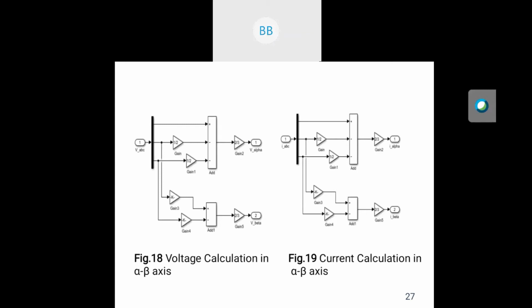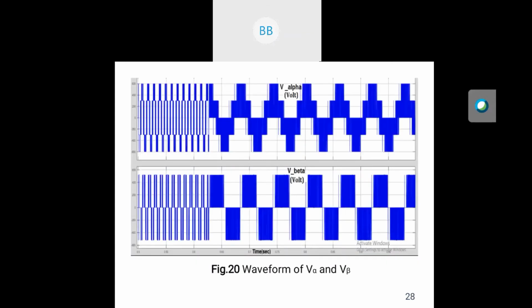So as a result, we have found this waveform of V alpha and V beta. Here the first waveform is of V alpha and the second is of V beta. In the first waveform, the maximum voltage is 600 volt and the minimum is minus 600 volt. And in V beta, we have found the maximum voltage is 500 volt and the minimum is minus 500 volt.